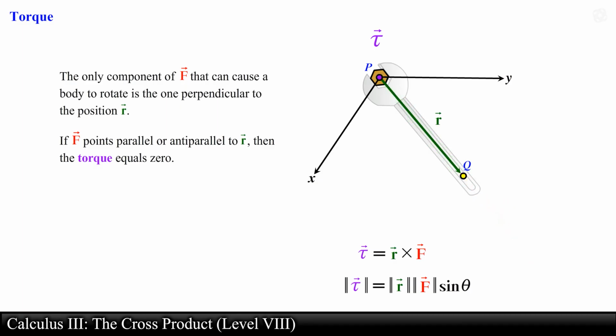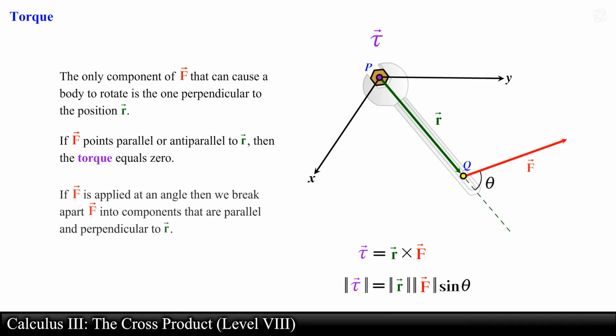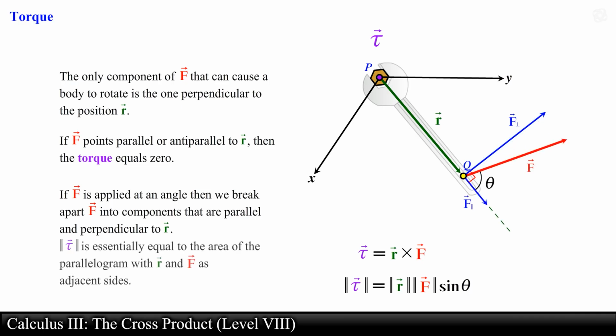On the other hand, if the force is applied at an angle, then we break apart the force vector into components that are parallel and perpendicular to the position vector. In any case, it is the orthogonal component of the force that causes the wrench to rotate. The magnitude of the torque vector is essentially equal to the area of the parallelogram with the position vector r and force vector F as adjacent sides.